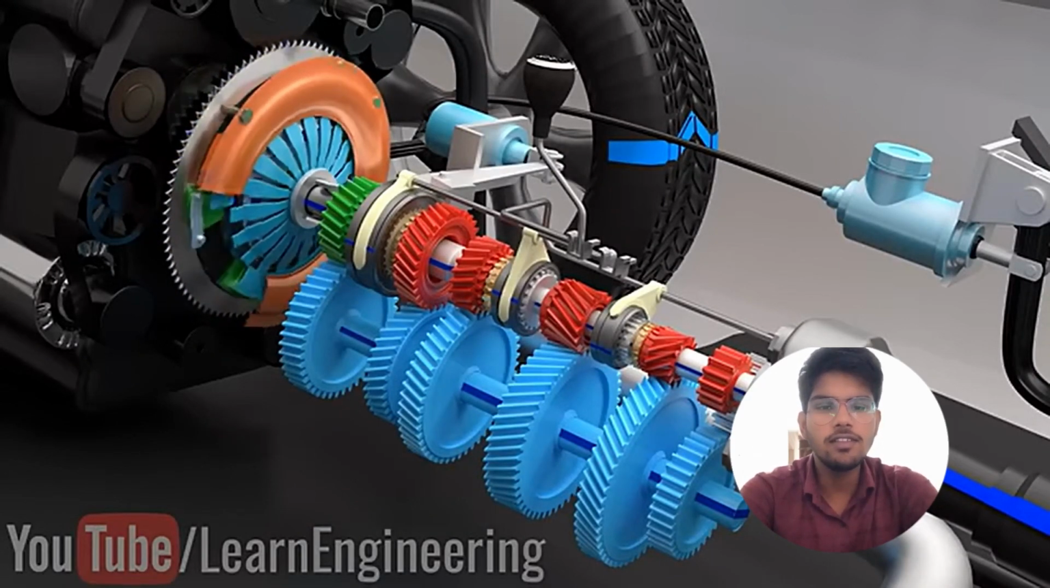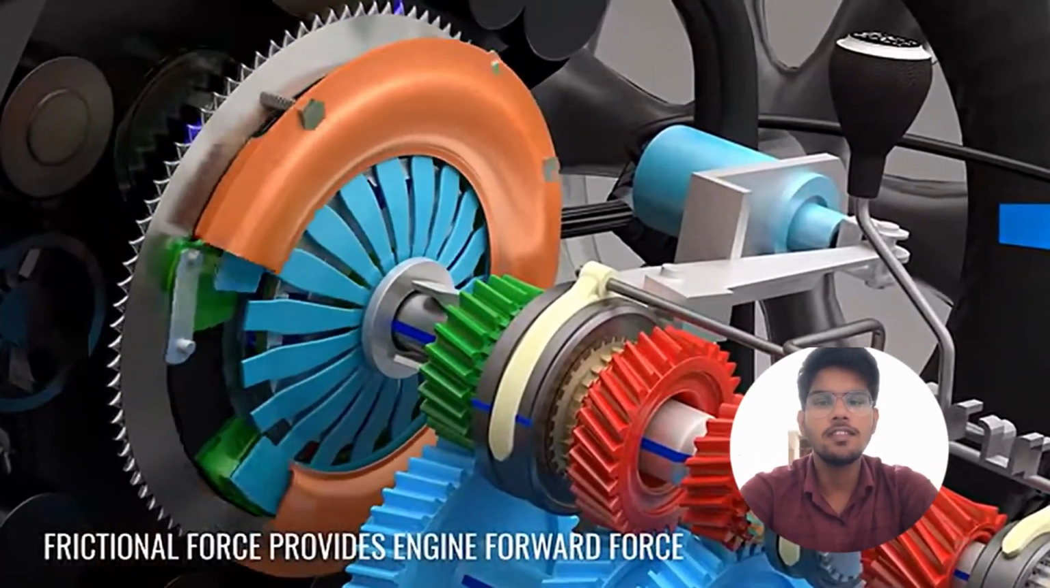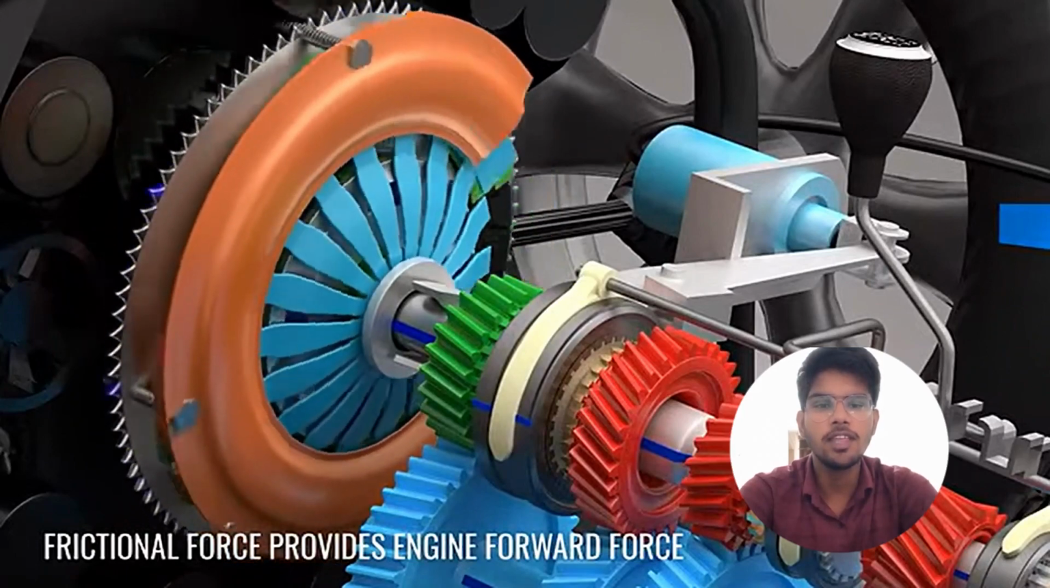But remember, the frictional force between the rubbing surfaces produces the engine forward force. In this case, this will result in wear and tear of the friction material of the clutch disc.